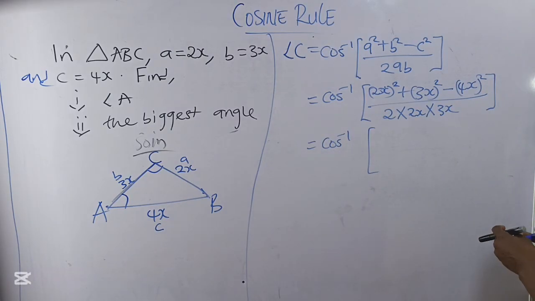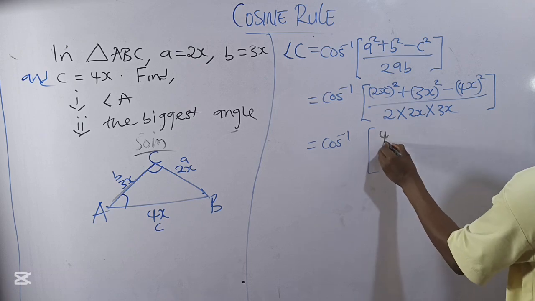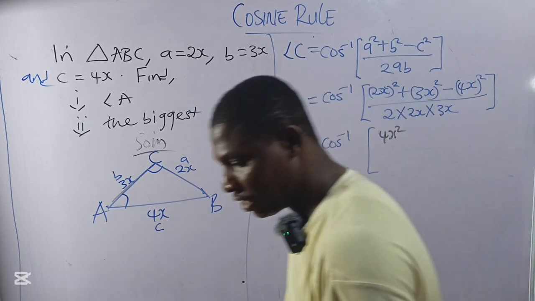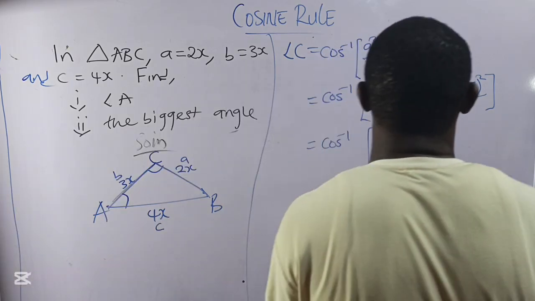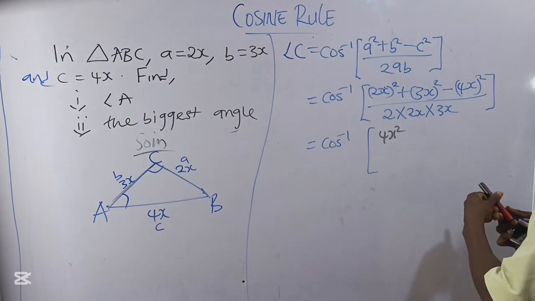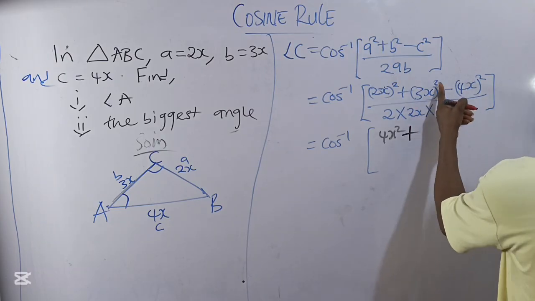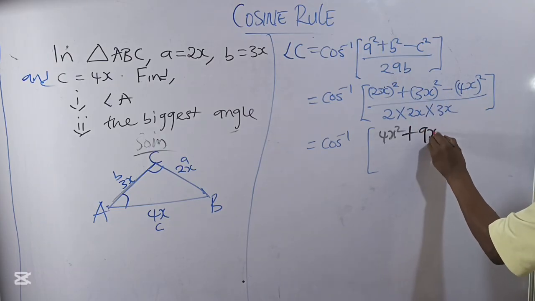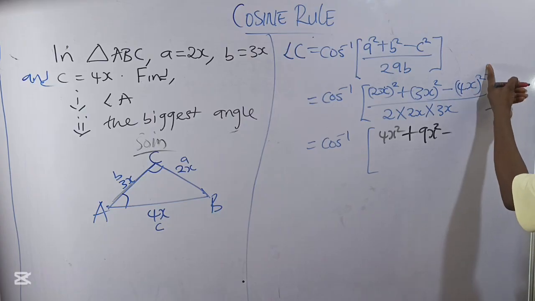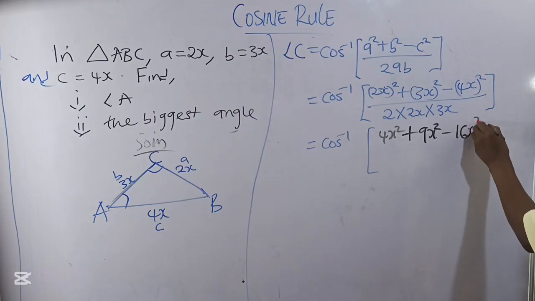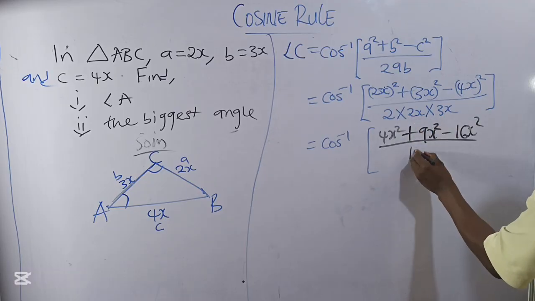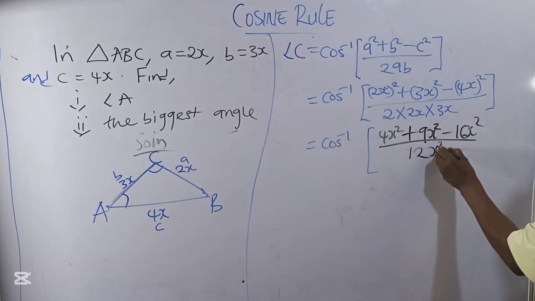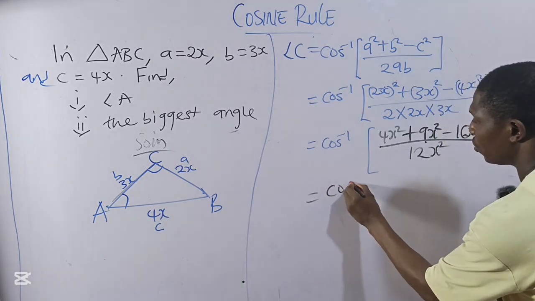So I have my 2x squared to give me 4x squared. So I have 4x squared plus 3x in bracket squared will give me 9x squared, minus 4x in bracket squared will give me 16x squared. All over 2 times 2 is 4, 4 times 3 is 12, and x times x will give me x squared. So I have 12x squared as the denominator.